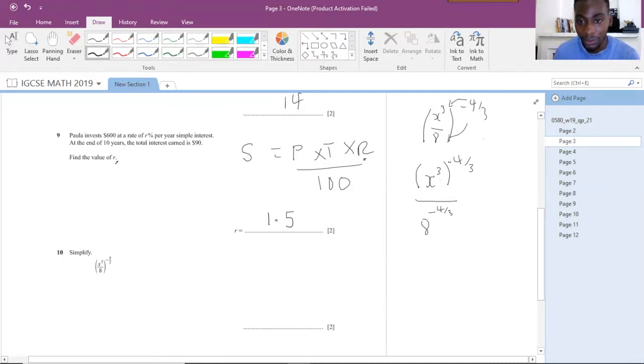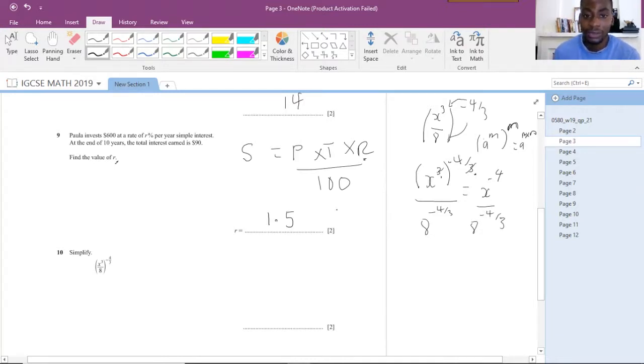Then what we're going to do here is, if you have a power raised to another power, simply multiply the powers. So we have a power raised to another power, so it will be 3 multiplied by negative 4 over 3. The 3's will cancel. We're going to have x to the power negative 4 over 8 to the power negative 4 over 3.